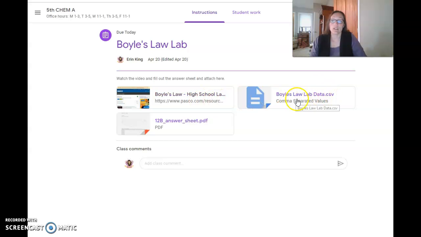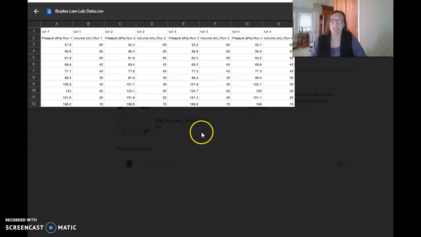Here you'll see the data for that lab. If you were to continue to do that lab, this is the data you would get. Every time the volume is the same. The volume goes from 60 down to 55, all the way down to 15. For the second run, same thing. For the third run, same thing. For the fourth run, same thing.